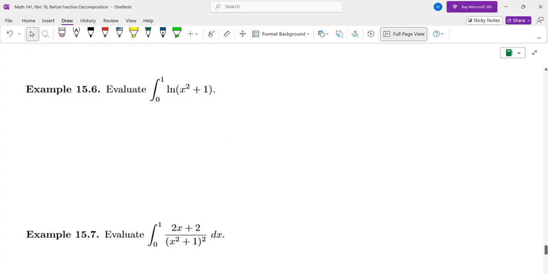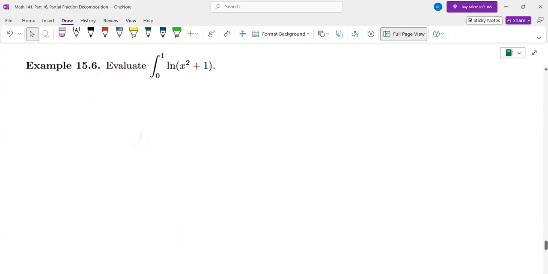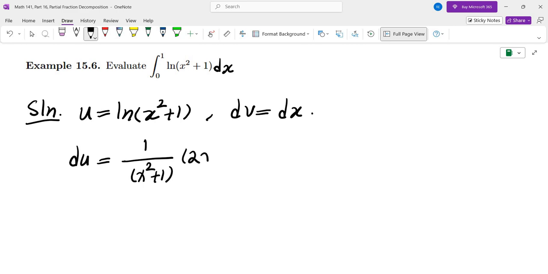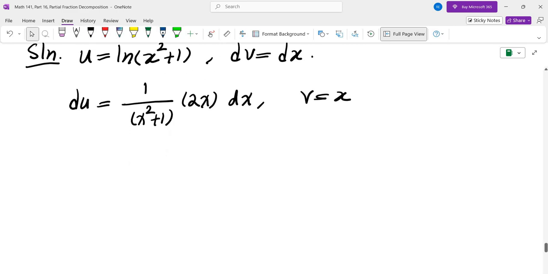Let's look at one more example. So I have 2 more examples and then I'll summarize. Okay, so for this example, we'll have to use integration by parts first. So we'll do u equals natural log of x squared plus 1, and dv would be dx, and there's a dx here that is missing. So that gives us du equals derivative of natural log, which is 1 over x squared plus 1, times the derivative of inside dx, and v would be x.